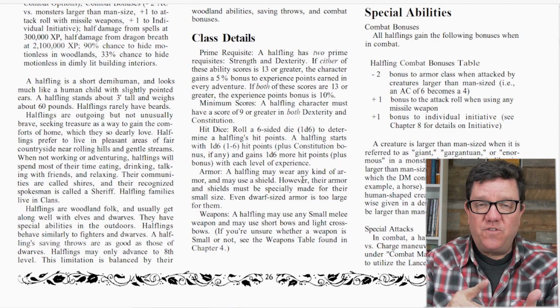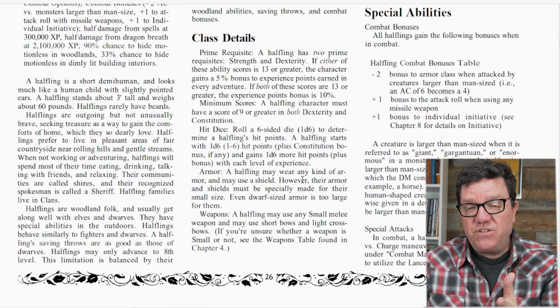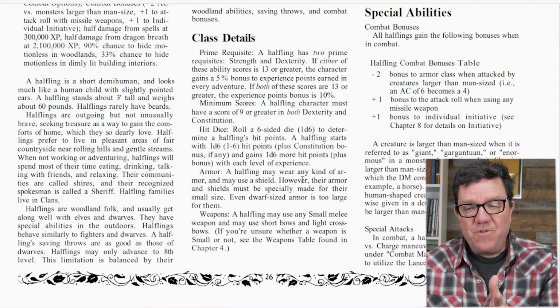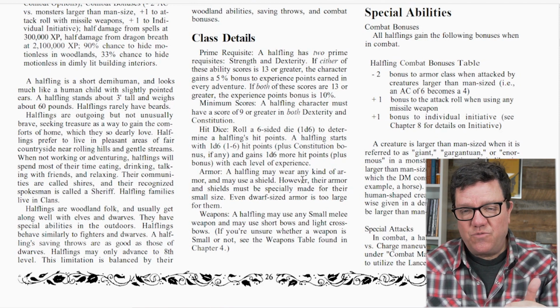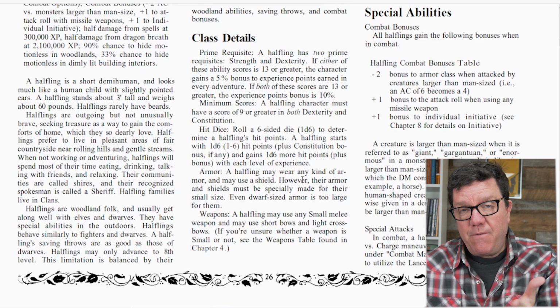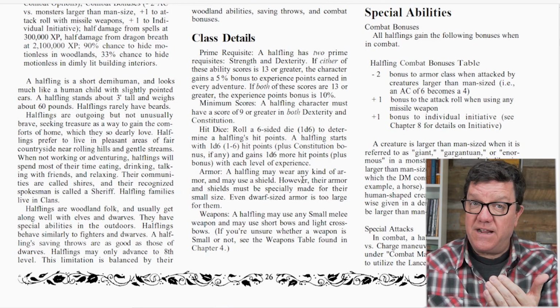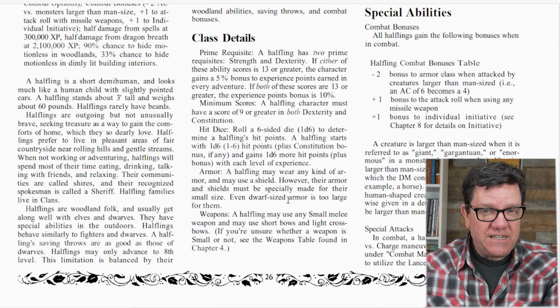And then finally you have the halfling, which is basically a fighter class. But it has some modifications based on its size and its hardiness. It has a -2 bonus to armor class when attacked by larger creatures. -2 is good, right? Because if you go over a 7, then it goes to a 5. A +1 bonus to attack when using missile weapons. And you have a +1 bonus to initiative. That's very nice.